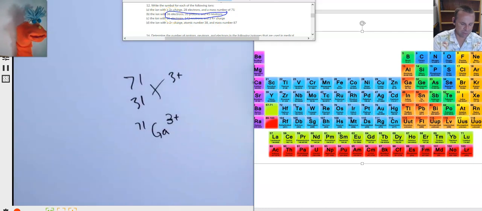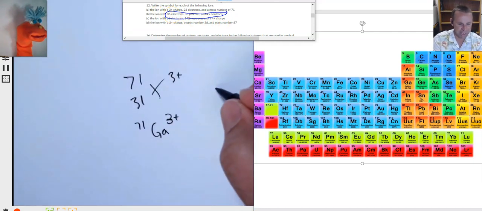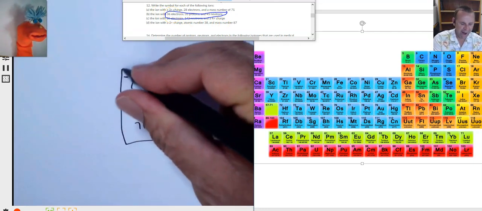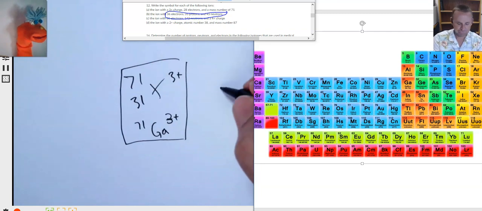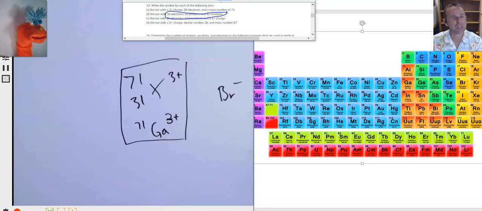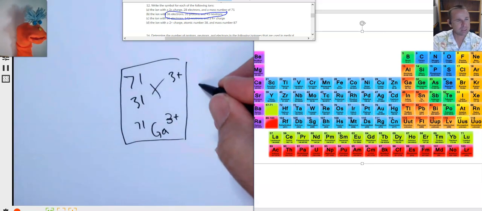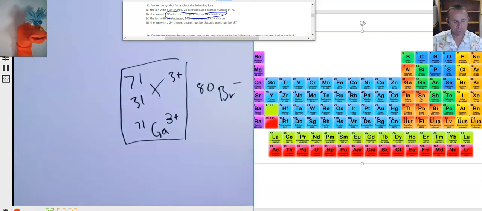36 electrons, so that we know that there's more what? Positive or negative charge? More negative charge. Very good. Bromine, -1 charge, 1 more electron than there is protons, and 45 neutrons, so 45 plus the 35, that is, right, 35 protons, so 70, 80. So it's bromine 80 with a negative charge. All right, C.